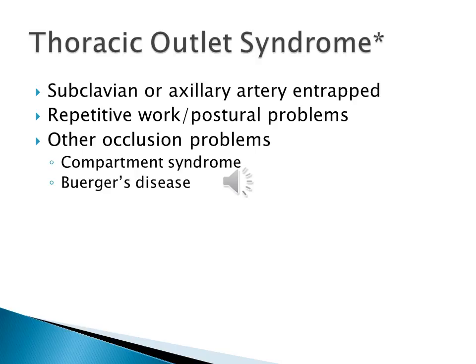Thoracic outlet syndrome is a specific type of occlusion injury. Most commonly, the subclavian or the axillary artery gets entrapped in and around the neck and shoulder girdle region. Many times you see this in repetitive work and postural issues. So you see this a lot in athletes that do a lot of overhead activity; it's a common area where you would see this.